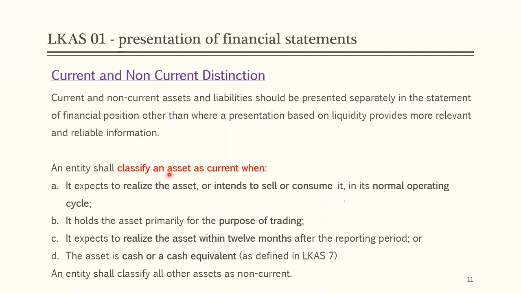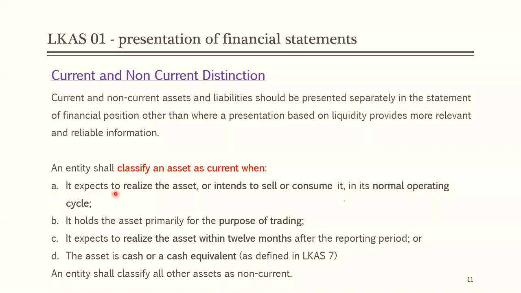An entity shall classify an asset as current when... the basic thing, you know, under here, for an asset or a liability, whether it is current or not, we usually say based on the 12 months period, right? But if you see through here, it is not the only requirement. There are some other factors we can base it on as well.